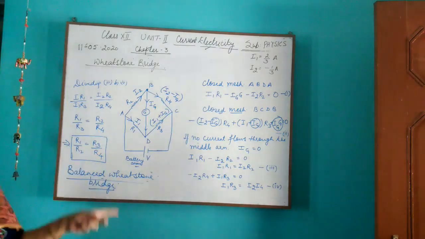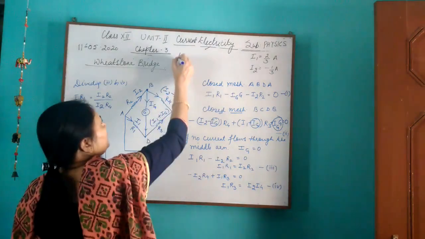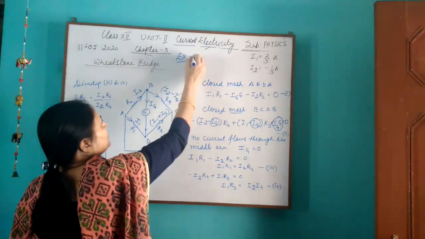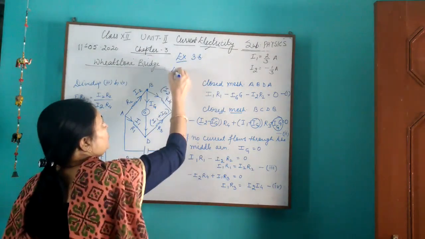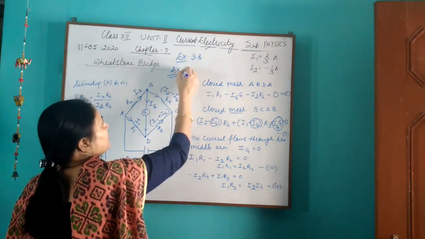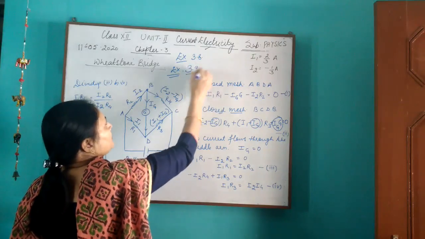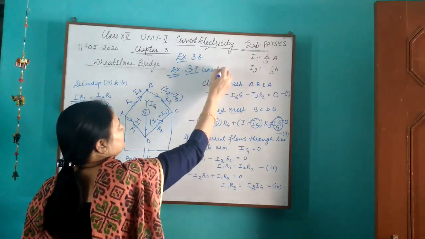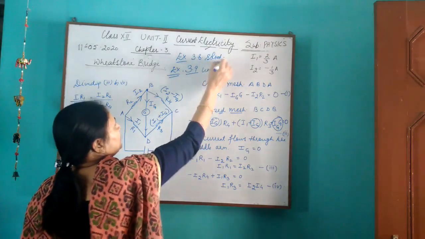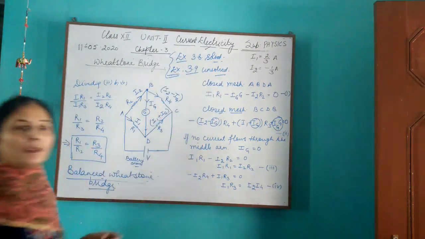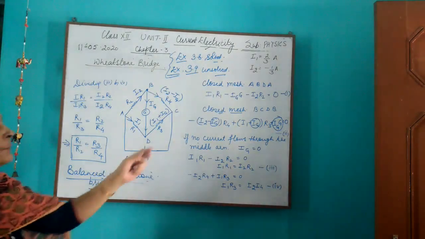Now, doing this derivation, you will do this derivation first. Then you will do example 3.8. This is a solved one. And then you will do exercise 3.9. This is unsolved. This is a solved example. Do these two exercises and then we'll do one or two more questions based on the Wheatstone bridge tomorrow.